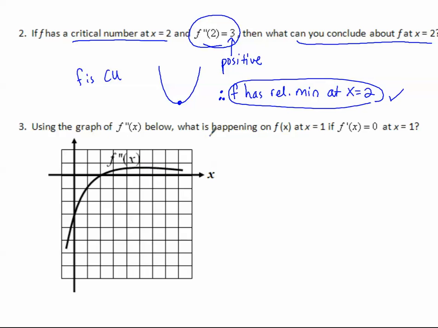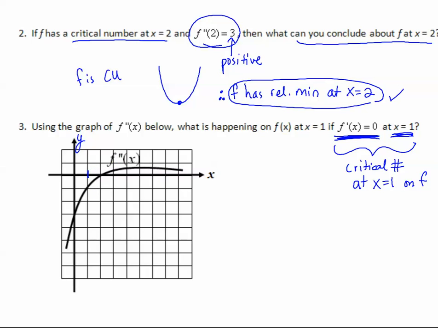Using a graph of the second derivative, what's happening to the function at x equals 1 if the second derivative is 0 at x equals 1? This is telling us that there is a critical number at x equals 1 on the graph of f. Well, at 1, here's where x is 1. This is the y-axis, the x-axis. Here's where x is 1.